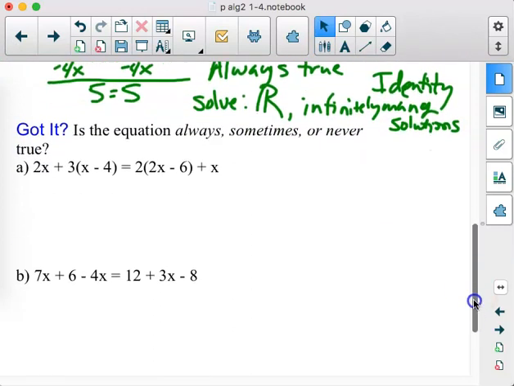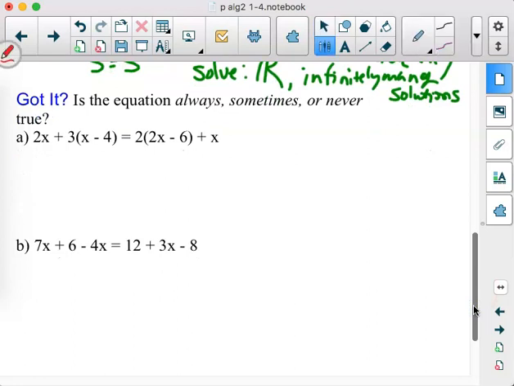Alrighty, we got a couple of got it's. So I'm going to ask you to pause the video, try this on your own, and then start the video back up again, see if we get the same thing.